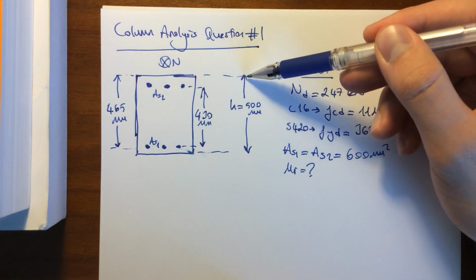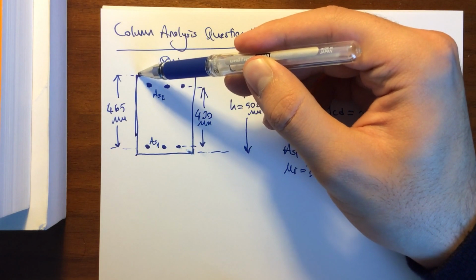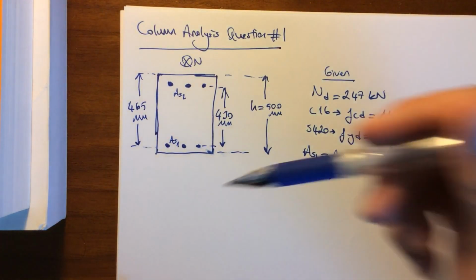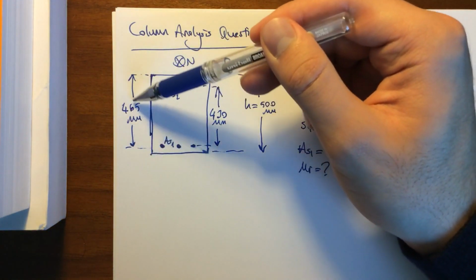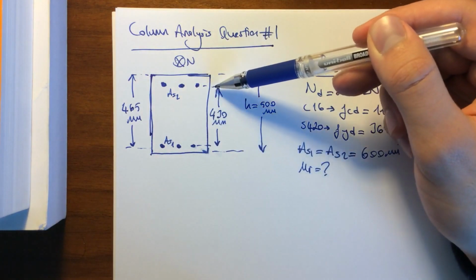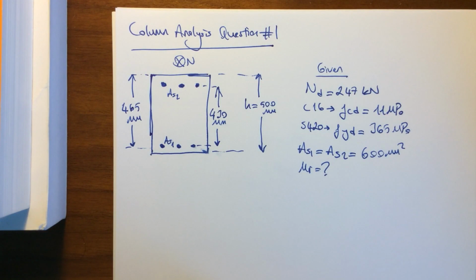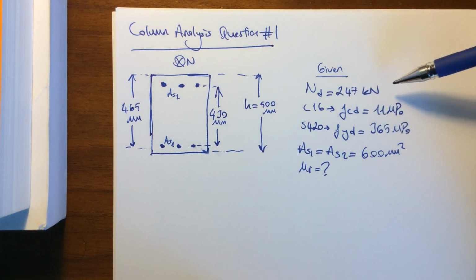The full height is given as 500 millimeters. The distance between the uppermost fiber to the center of the tension steel is given as 465 millimeters, and the distance between the two steel layers is given as 430 millimeters. What is also given to us is that there is an axial force of 247 kilonewtons.